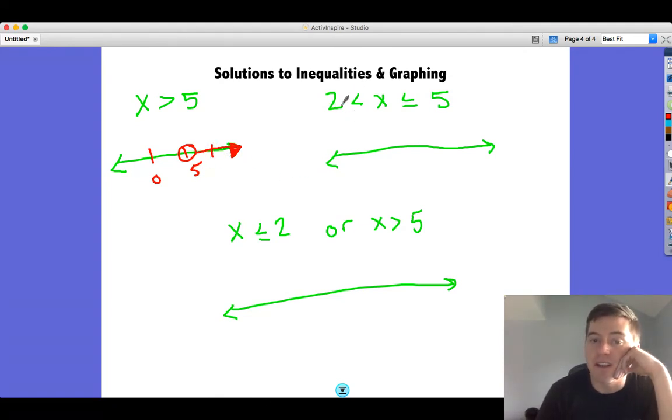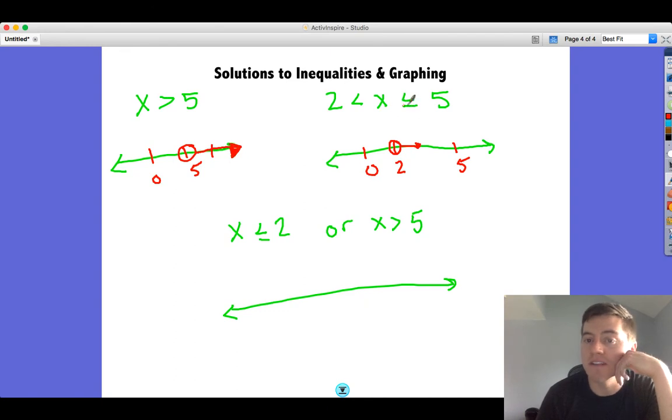If you see something like this where 2 is less than x, which is less than or equal to 5, we've got something else going on here. So let's put the important numbers up: 0, 2, and 5. 2 is less than x, which means x is greater than 2. You can see x is on the greater than side, and it's strict. So I have to have an open circle here, and it needs to go this direction, right?